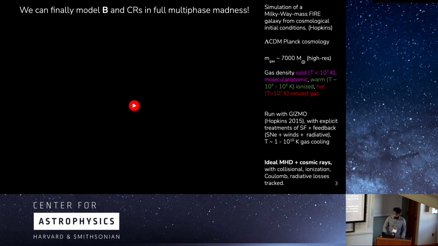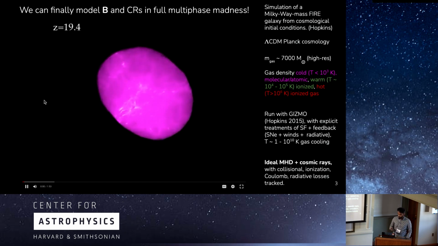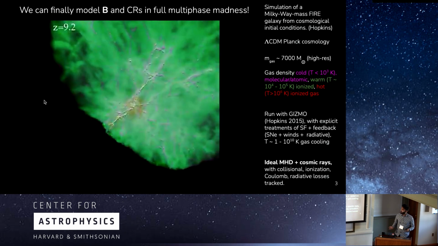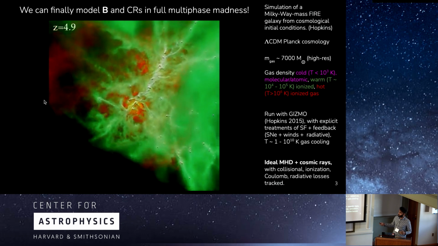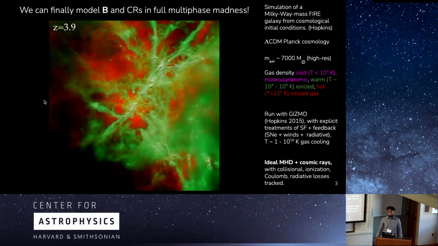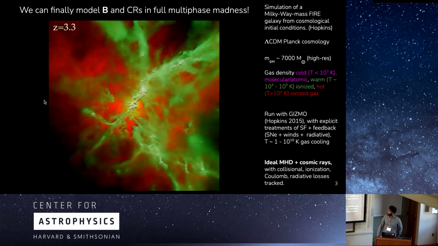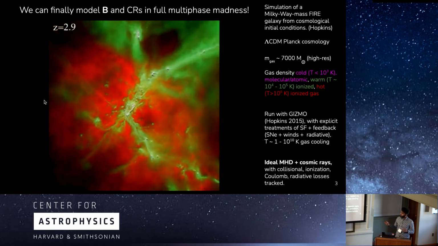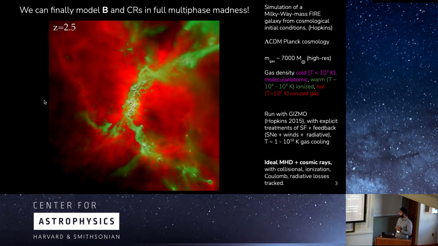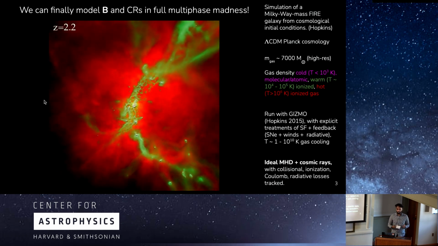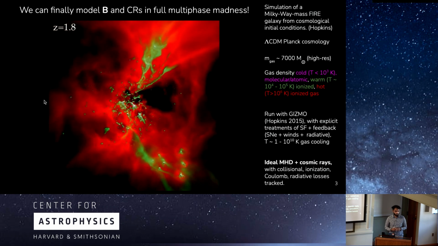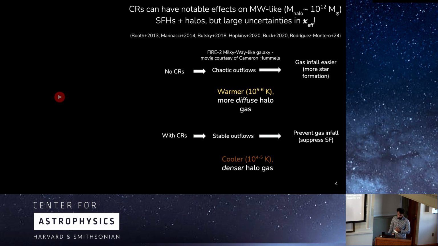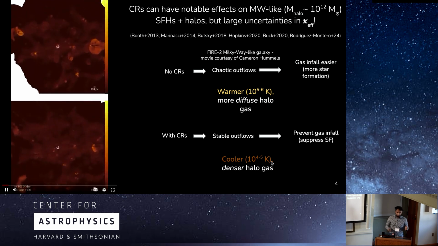And in the last decade or so, we were finally able to model the physics of magnetic fields and cosmic rays in the full multi-phase context of a cosmological galaxy formation simulation. So this is a movie showing the formation of a Milky Way-like galaxy from the FIRE simulation suite, which I'll be talking a bit about today. These are cosmological zoom-in simulations of galaxies run with explicit treatments of star formation and feedback. And crucially, for the type of work I'll be describing today, most recently they include ideal MHD and cosmic rays as well.